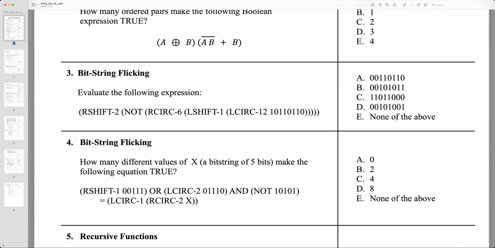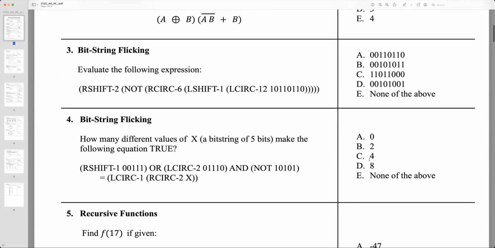With this information in mind, let's look at the option choices. It's going to be none of the above, because we have that one value that makes it correct. However, the answers are 0, 2, 4, or 8, so it's going to be none.